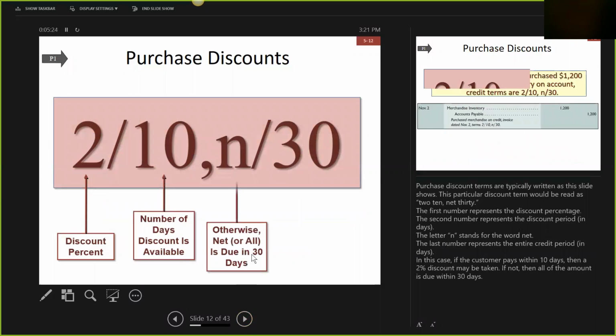And then these terms are used, which might seem new to you, that you'll need to know. And people will just say, okay, it's 2/10 net 30. Just knowing that 2 is the discount, 10 is the number of days that you can have it for. Otherwise, everything is due in 30 days.